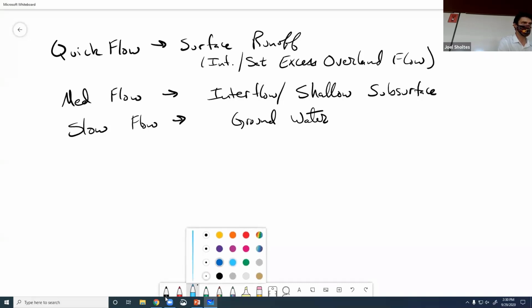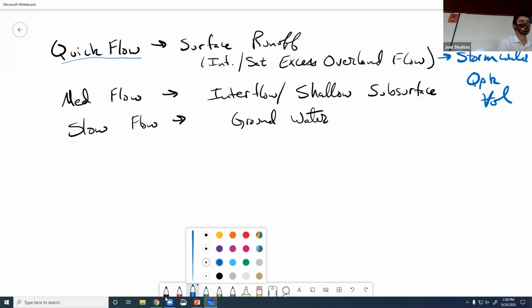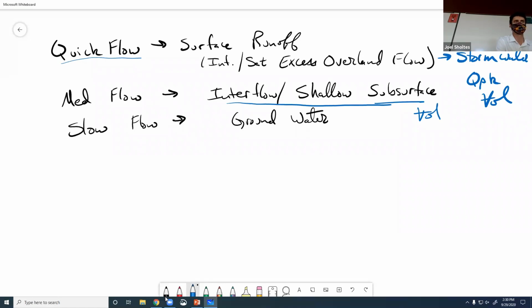Now, quick flow is primarily what we're going to be concerned about because this is what contributes to stormwater runoff, so the peak and the volume. Our medium flow is important because it does contribute a little bit to volume. Maybe at the end of the hydrograph, it's moving quickly enough that over a storm event it's going to contribute to that runoff hydrograph, but it's moving a little bit more slowly. And the groundwater flow is not going to be something we care about for storm flow. It's really just going to contribute to base flow. So it's important in the grand scheme of things, but not important for our stormwater runoff.